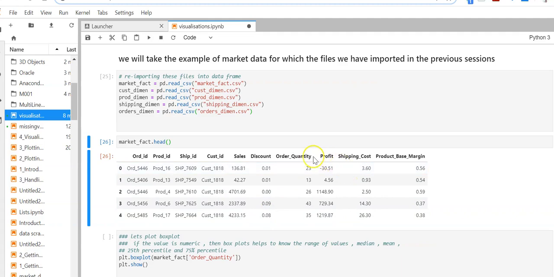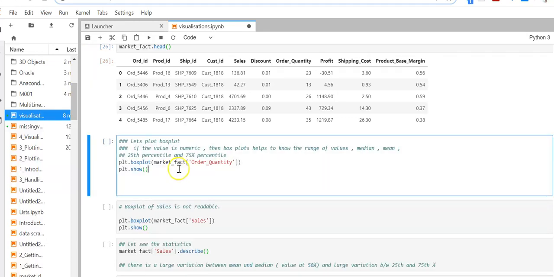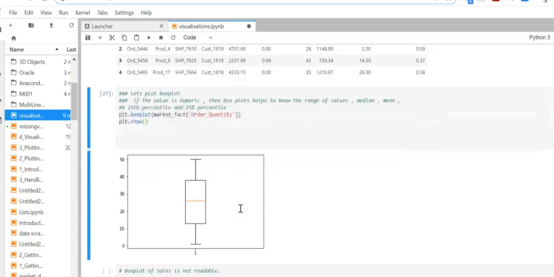Now to plot the numerical values, the best way is the box plot. Now the box plot actually tells the range of the values, it tells the median, the mean, and the 25th percentile, 75th percentile. Obviously you can change this. So let me first plot the box plot. Okay, now here I have a box plot.